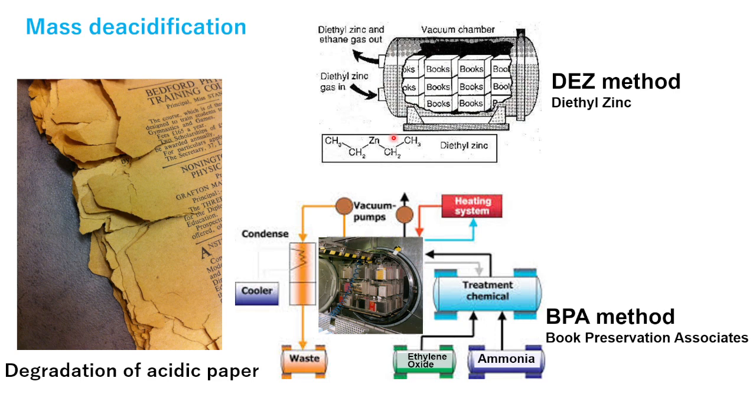The problem is that it is difficult to manipulate this compound because it is combustible, and the problem that the smell remains on the paper and contributes to the discoloration of the paper has been pointed out, though it has stopped being used now. Then, in the 1980s, the Book Preservation Associates (BPA) method was developed.